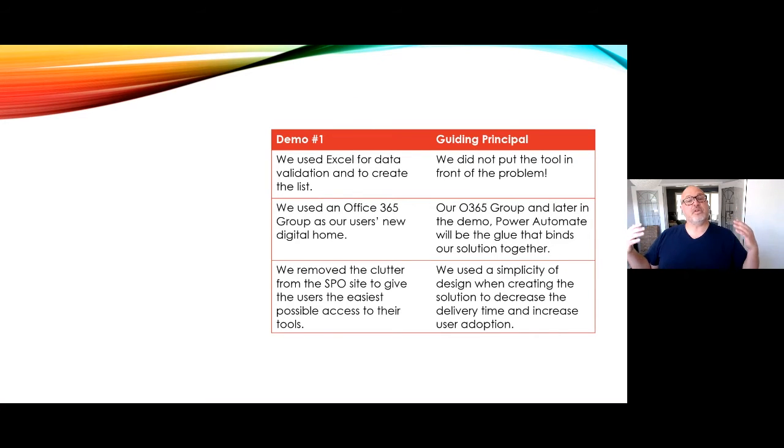In demo 1, we used Excel for data validation and to create the list. We followed a guiding principle of not putting the tool in front of the problem. We used an Office 365 group as our user's new digital home. Our Office 365 group, and later in the demo, Power Automate, will be the glue that binds our solution together. We remove the clutter from the SharePoint site to give the users the easiest access to their tools. We use a simplicity of design when recreating our solutions so we can decrease the delivery time and increase user adoption.